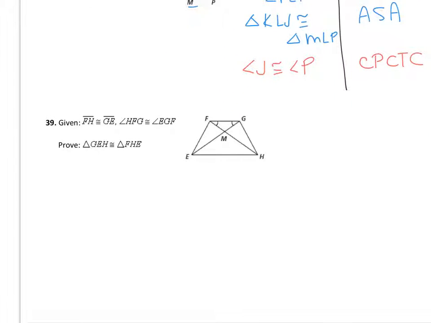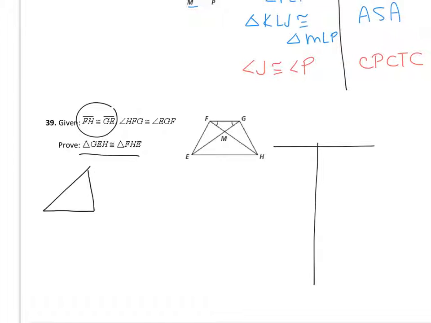Okay, for this next one, let's write FH is congruent. I'm going to write these triangles out separately because they're overlapping. So GHE, GHE, and FHE. So F is at the top, and E is right here, and H.